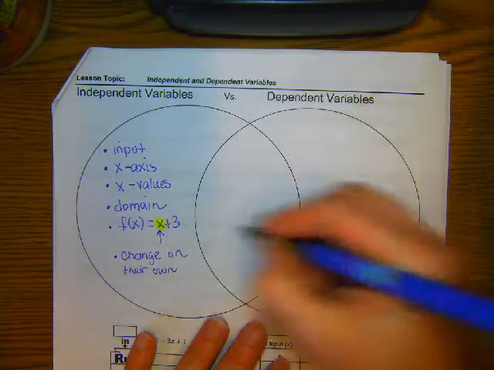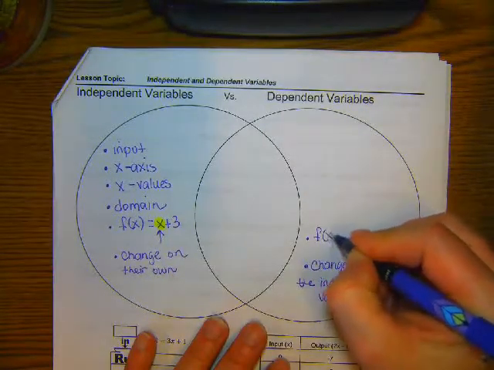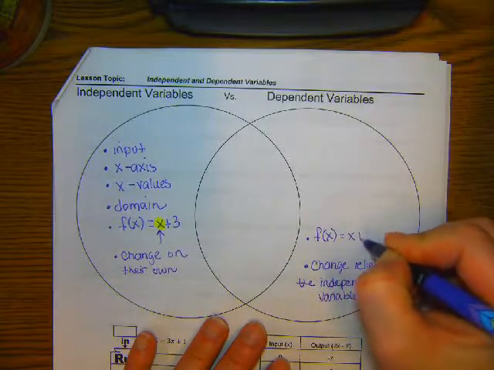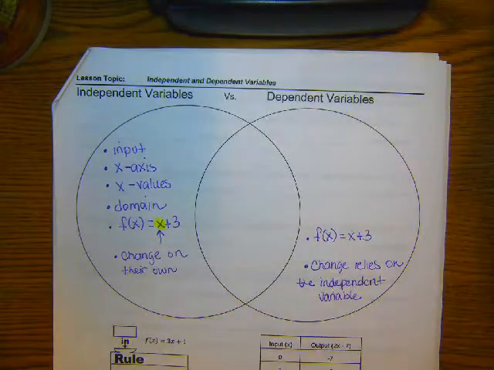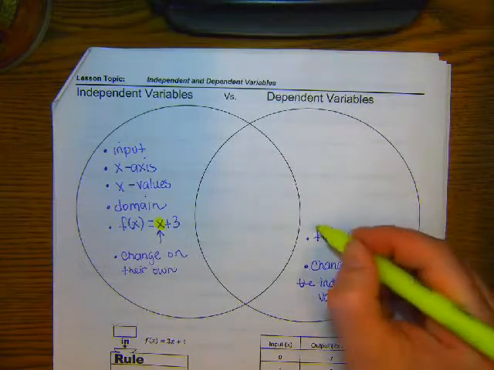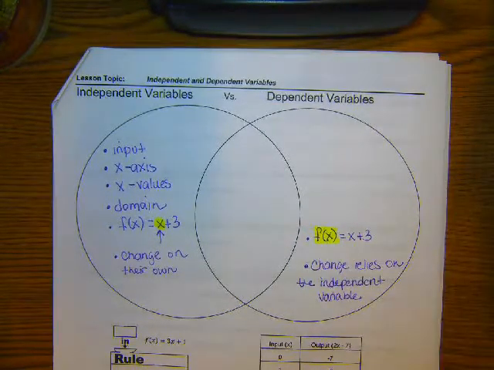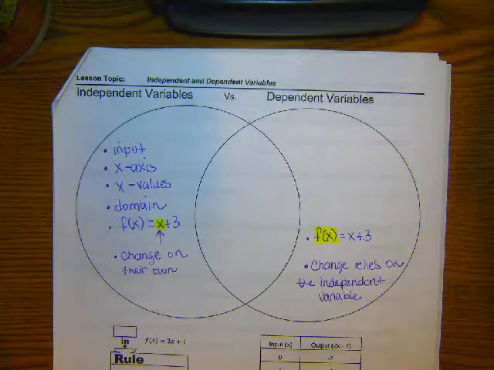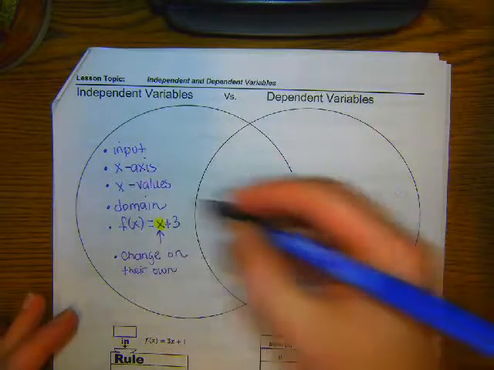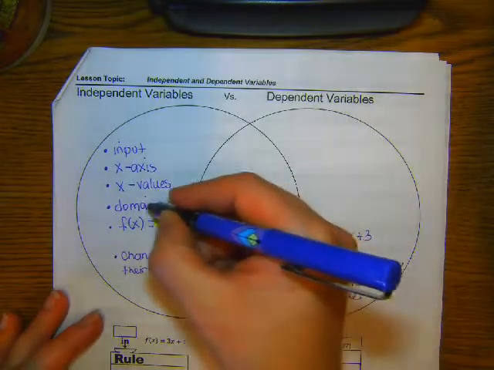Okay, so I'm going to give the same statement. F of x equals x plus 3. The dependent is what f of x is. It's what it outputs, what the function outputs. So domain, remember domain is left to right.